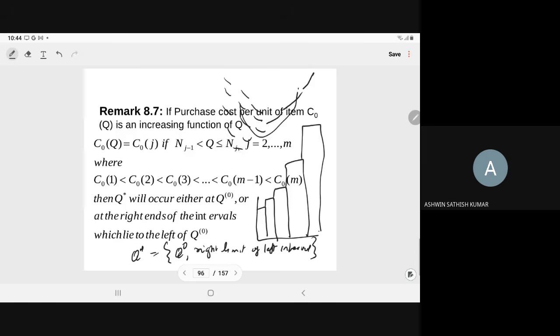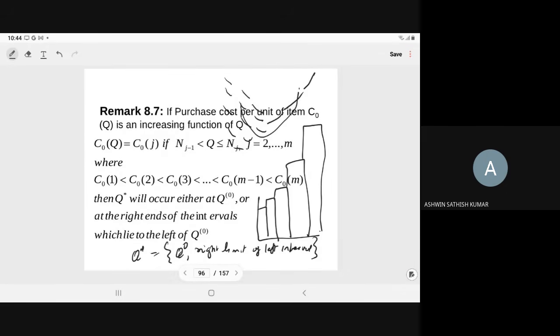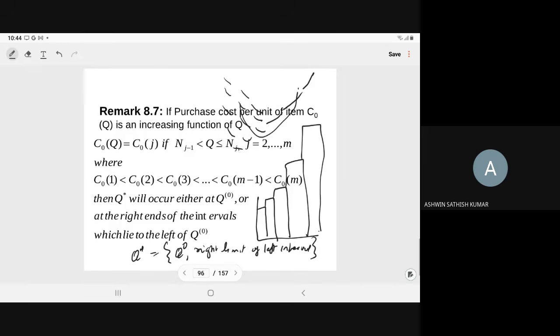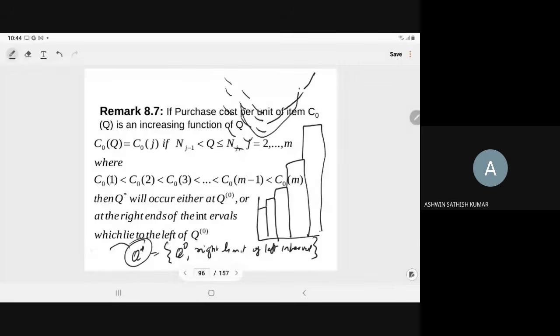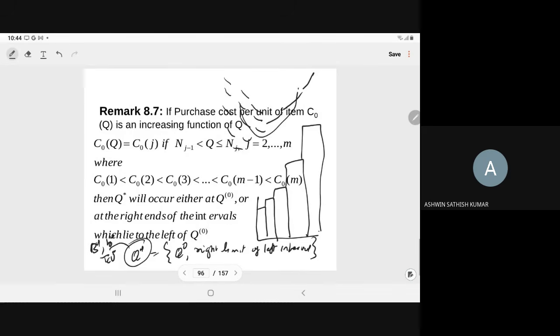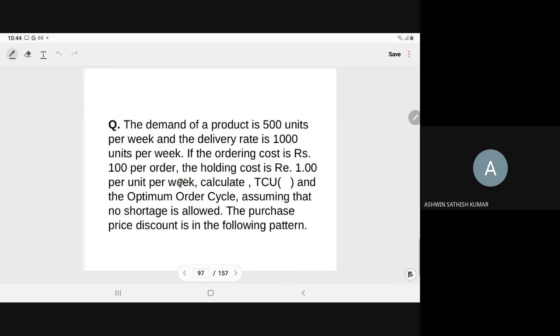So you have to take care whether it is of price discount or of black marketing. So accordingly, you have to determine the Q star, and after having the knowledge of the Q star, we can determine the B star, T naught star, and TCU star. So let us understand this concept by the question.